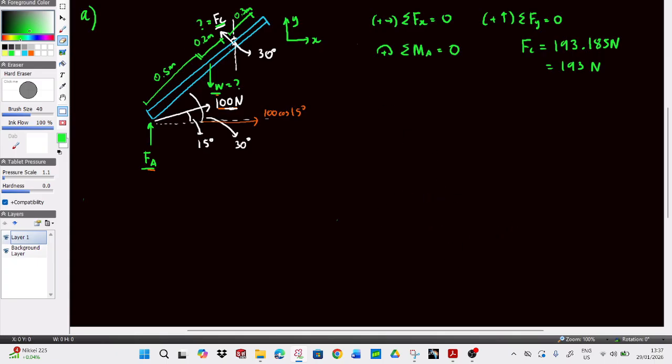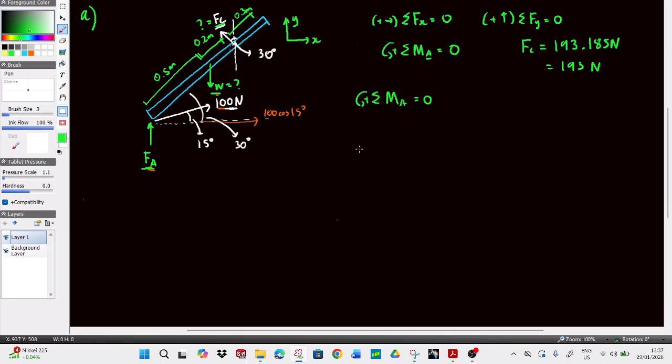Now to find the weight, it may seem a little tricky, but I suggest we take the moment at point A to be equal to 0. That means we don't have to worry about FA at all, or any moment due to the tension of the cable itself. So if we take the summation of moment at point A to be equal to 0, I made a mistake here. Suppose I want to put counterclockwise as positive.